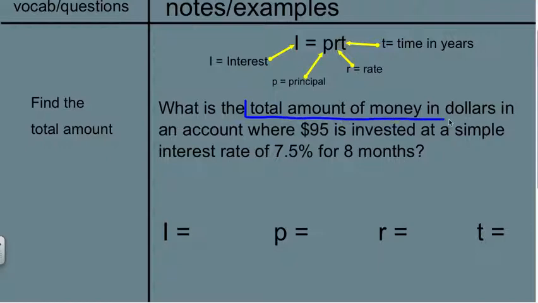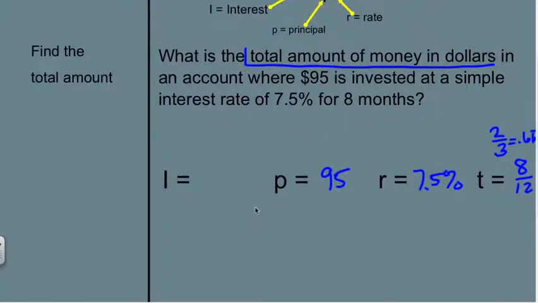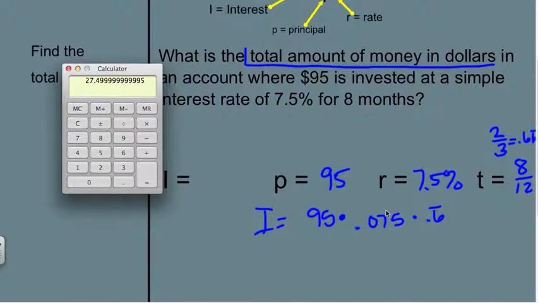Next, what is the total amount of money? Again, watch these words. Total amount of money in an account where $95 was invested at 7.5% for 8 months. So this would be 8 out of 12. I could reduce this. 4 goes in here twice. 4 goes in here 3 times. So this would be the same thing as 2/3, which is 0.6 repeating. So now I have I equals 95 times, remember to move this, 0.075 times 0.6 repeating.